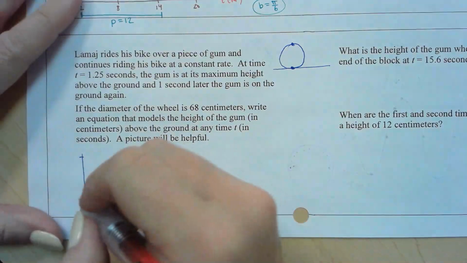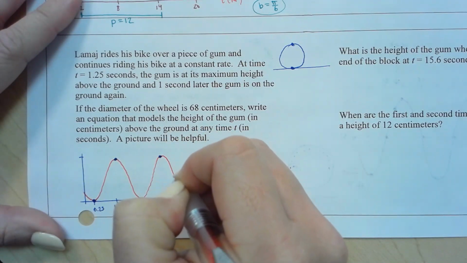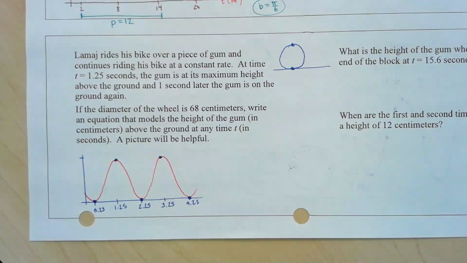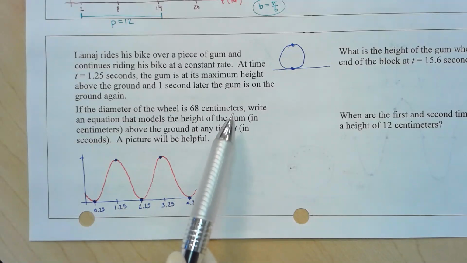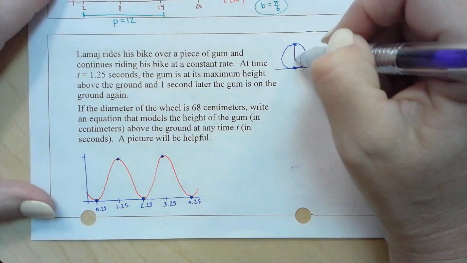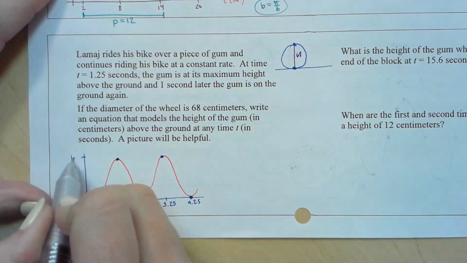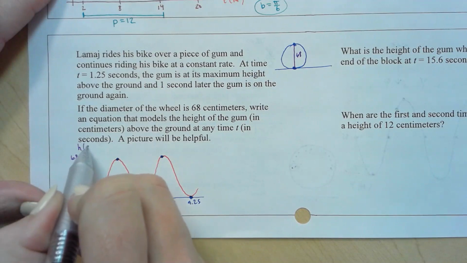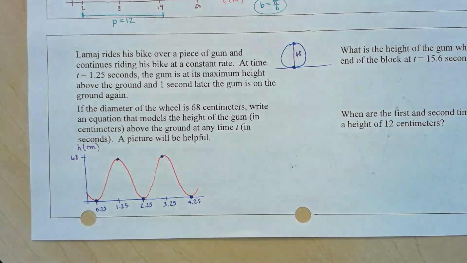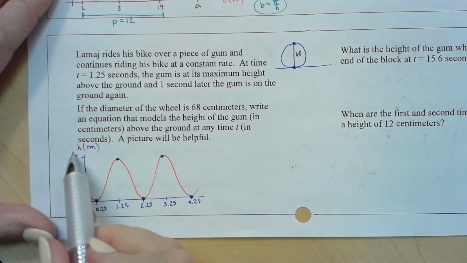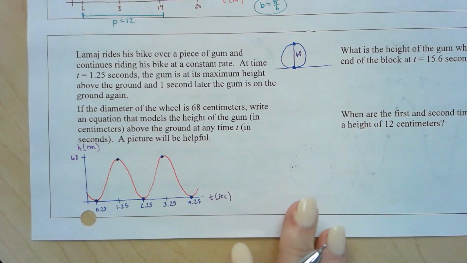All right, well, we can draw this in, right? So I don't have any numbers on the y-axis, but that's okay. It says if the diameter of the wheel is 68 centimeters. Oh, well, that's helpful. Diameter goes from top to bottom. If that's 68, when the gum is at the top, it's 68 centimeters up. When the gum is at the bottom, it's 0. We already knew that. So I started labeling my axis. We're talking about height of the gum in centimeters, and this is time in seconds.